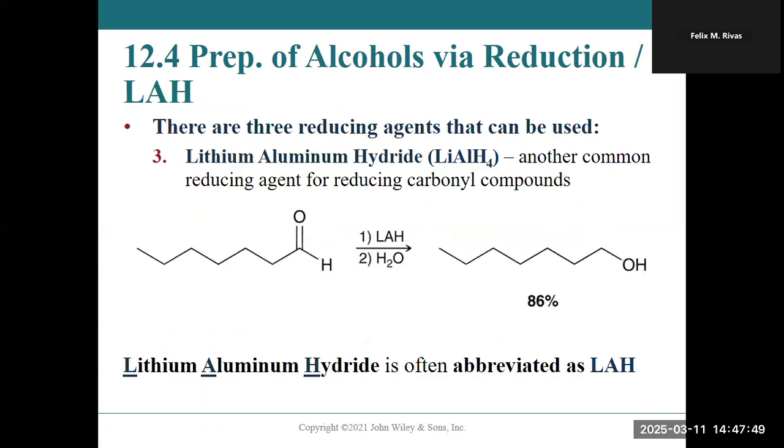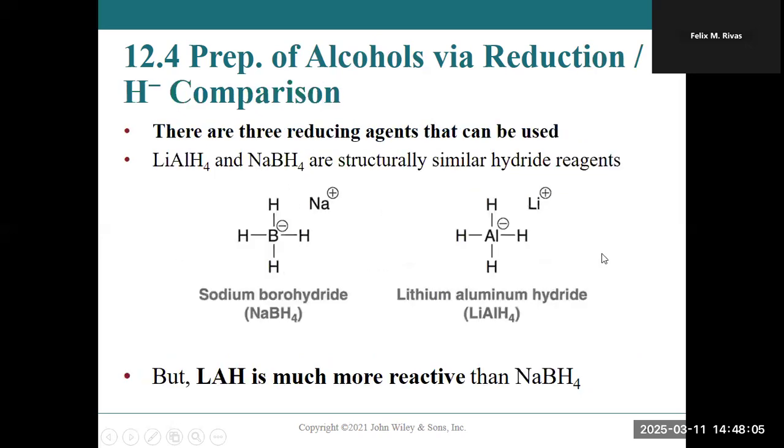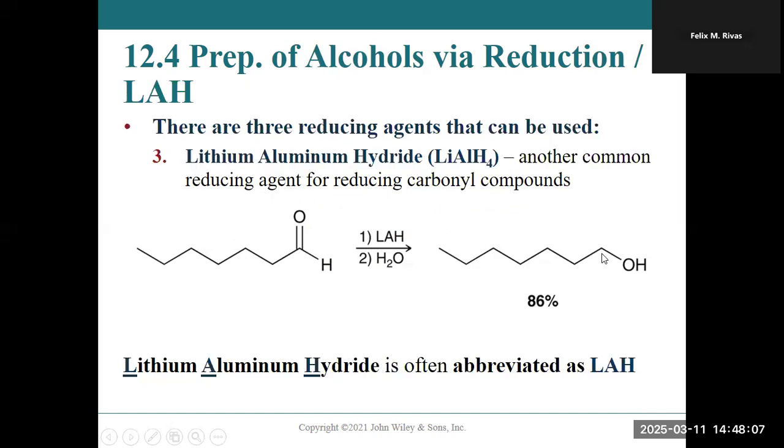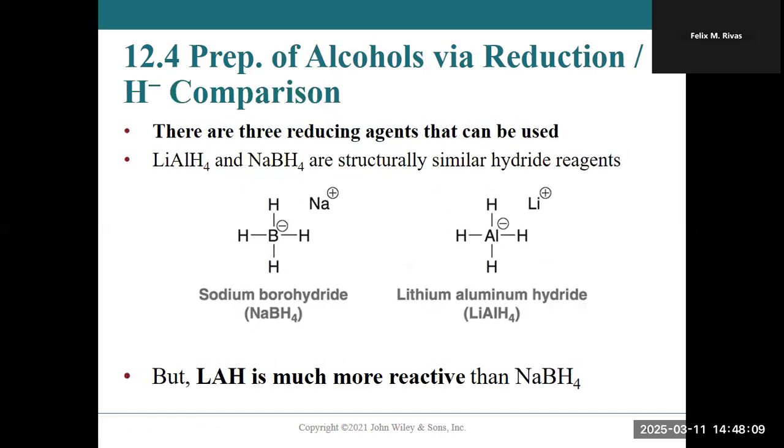Another reagent that is used to do reduction, and does exactly the same thing as sodium borohydride, is lithium aluminum hydride. Again, the lithium is a spectator ion, so all we care about is the aluminum hydride part, but it does the same thing as sodium borohydride. It takes the carbonyl and reduces it to a single bond. So what's the difference between them? There's only one difference between the two of them.